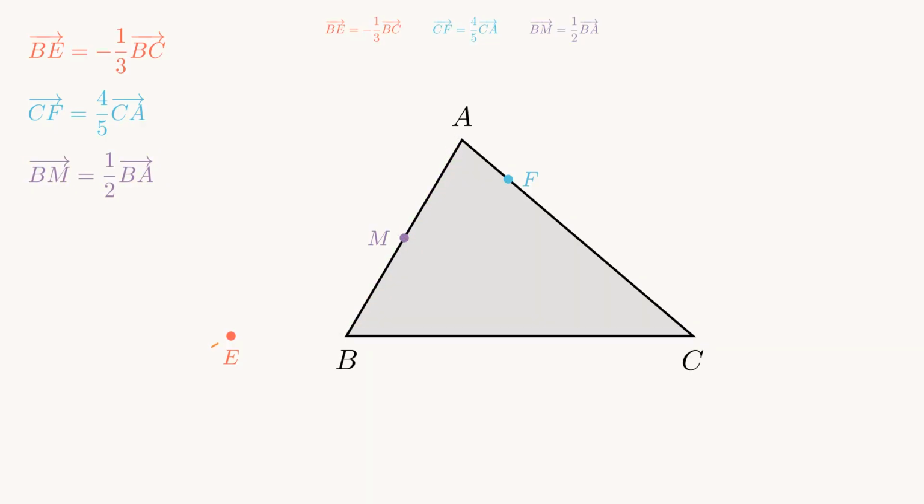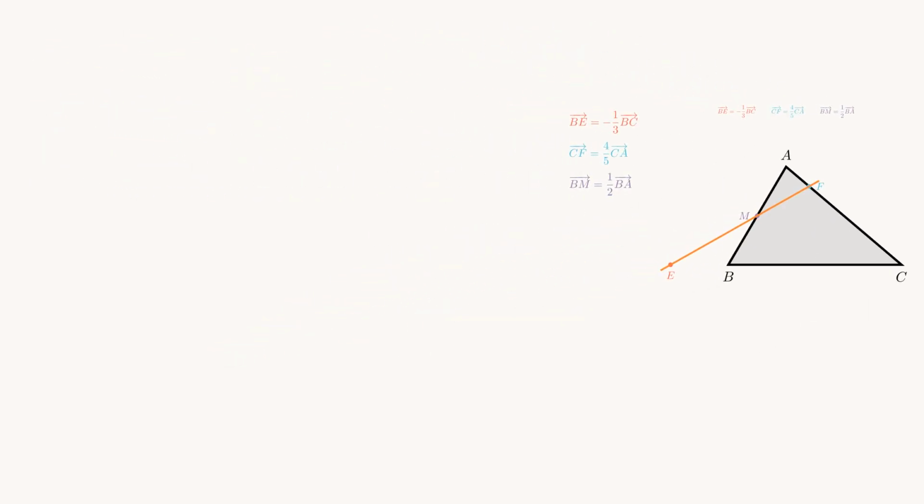Now, look closely. We draw a line passing through E and M. It also passes through F. The 3 points are aligned. We can see it, but we have to prove it. Time for the math. We are going to express vectors ME and MF in terms of AB and AC.